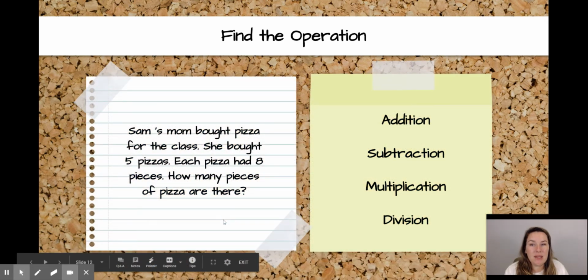Sam's mom bought pizza for the class. She bought 5 pizzas. Each pizza had 8 pieces. How many pieces of pizza are there?